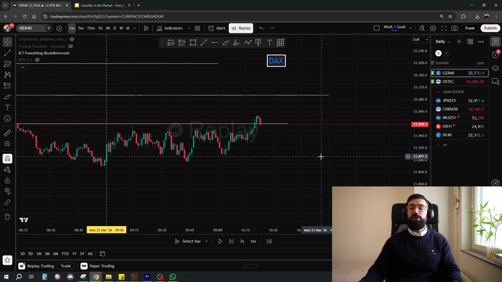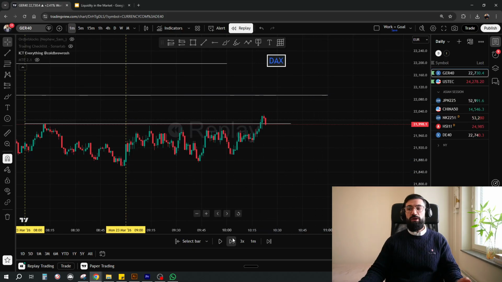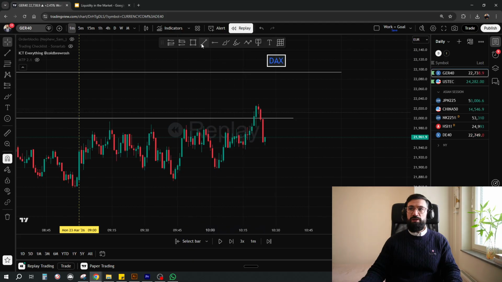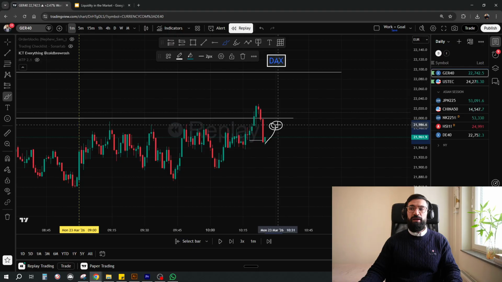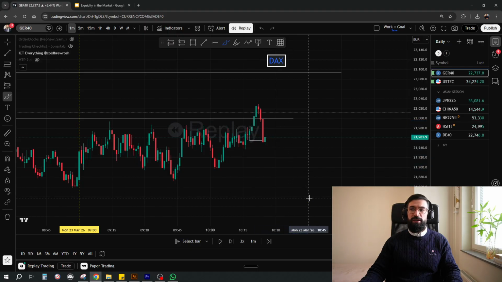And now I'm waiting for the other confluences, which is break of structure and fair value gap reaction. So it did a break of structure right here on this area. Now I'm waiting for it to enter this fair value gap area and react to the downside. That is what I'm taking the trade for, because it's swept liquidity. I'm waiting for it to do another reaction.